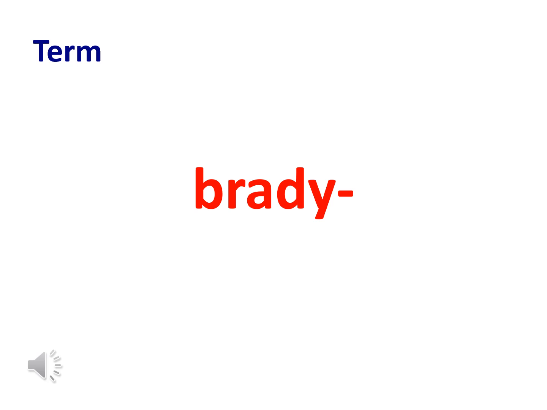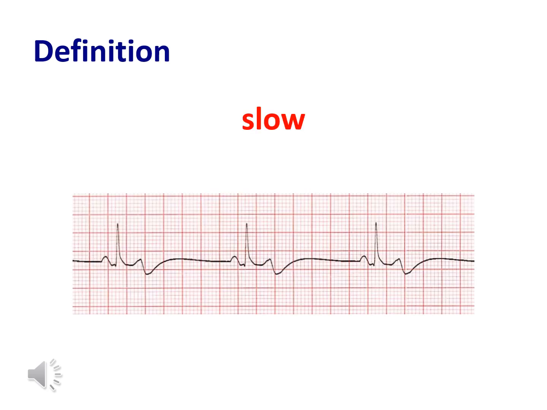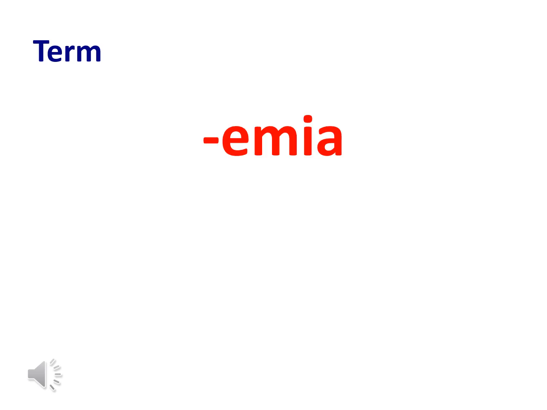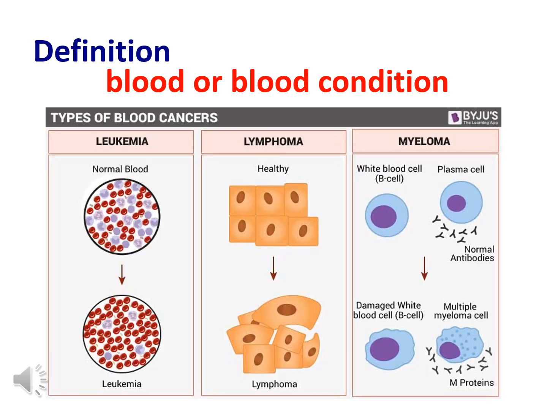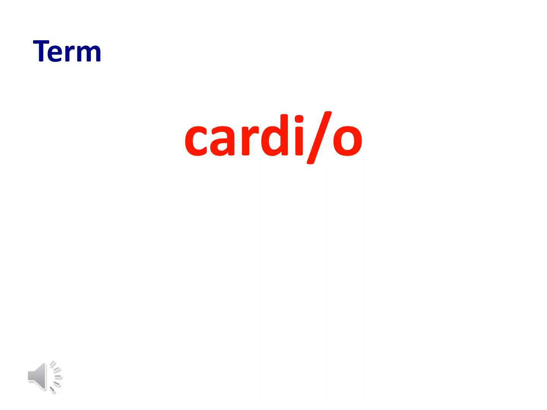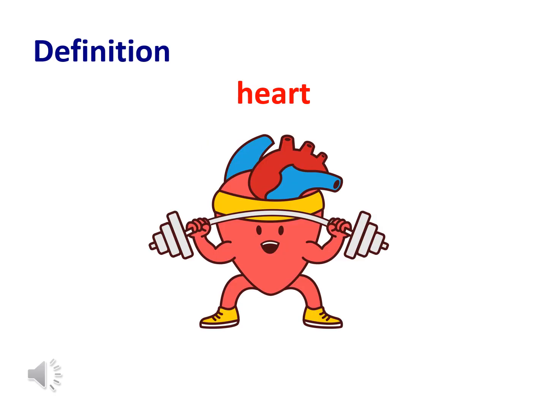Brady means slow. For example, bradycardia means a slower than normal heart rate. Emia means blood or blood condition. For example, leukemia, a cancer of the body's blood-forming tissues, including the bone marrow and the lymphatic system. Cardi/o means heart.